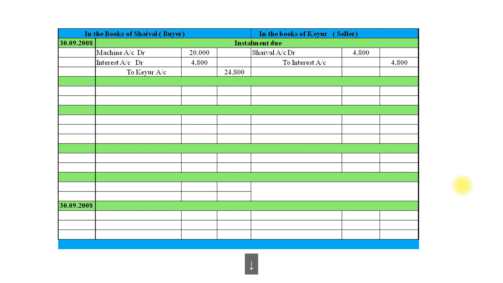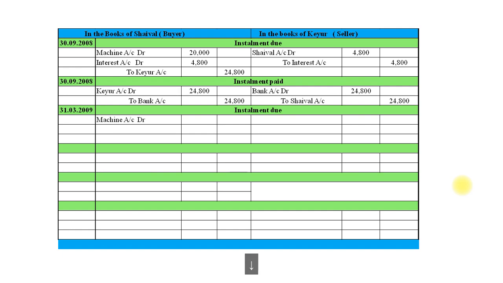Now the installment paid on 30/9/2008, the journal entry will be Keyur account debit to bank 24,800 and bank account debit to Shaival 24,800 in the books of seller. Now this is the first installment due in 2008-09. The second installment due in 2008-09 is on 31st March 2009. Installment due. The journal entry will be same.